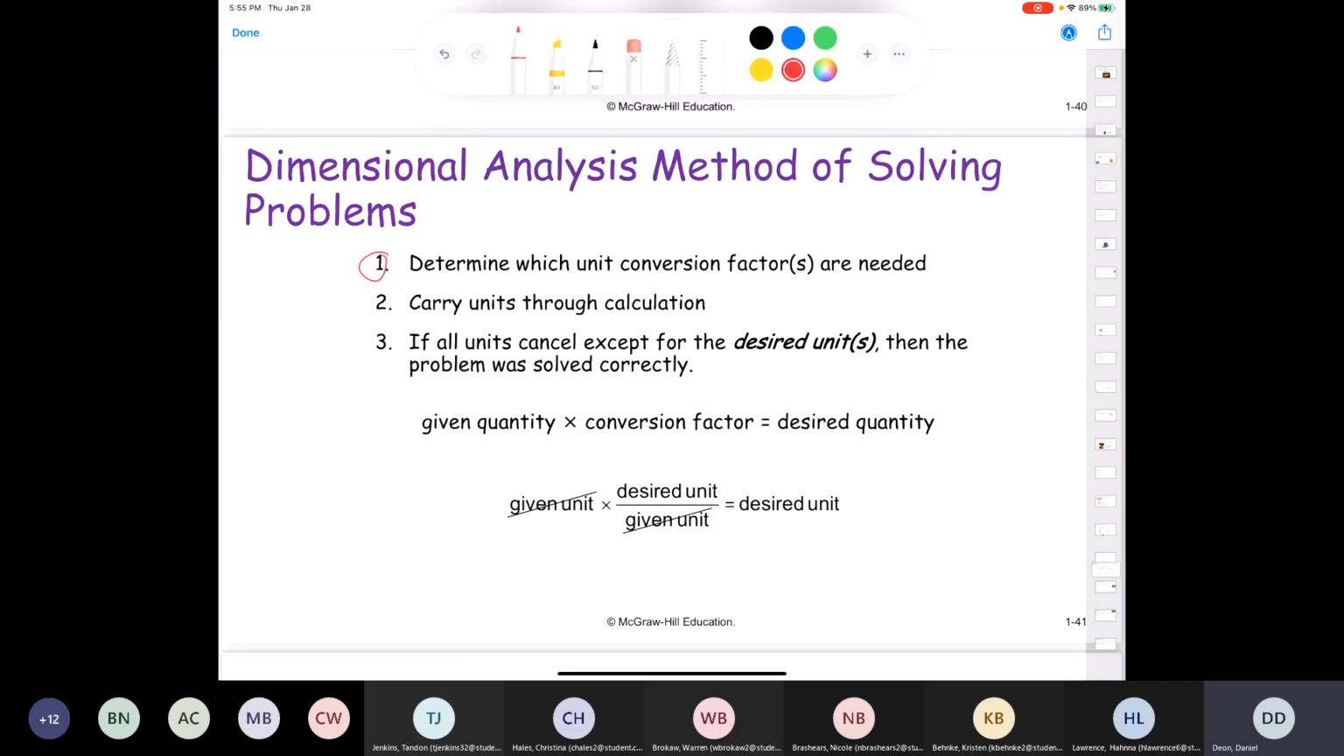7 days in a week, 4 quarters in a dollar, right? 10 dimes in a dollar. 30 days in June. Anyhow, we use conversion factors all the time.